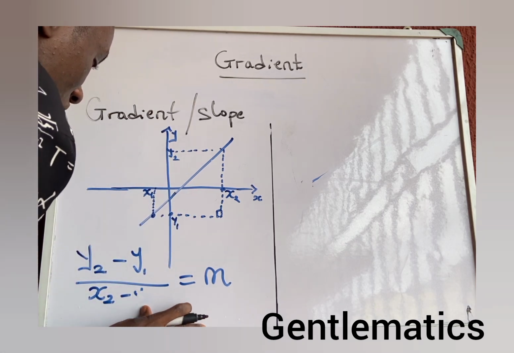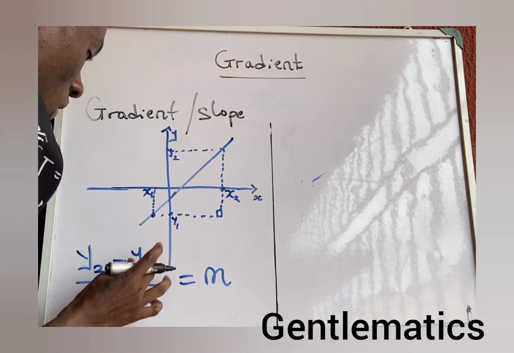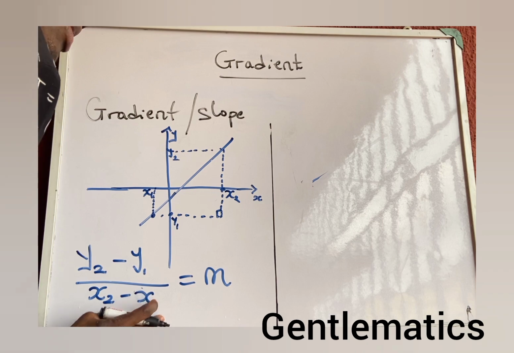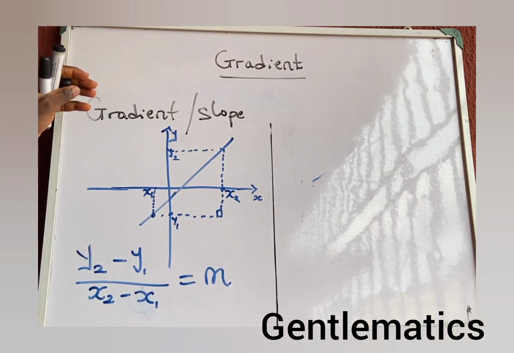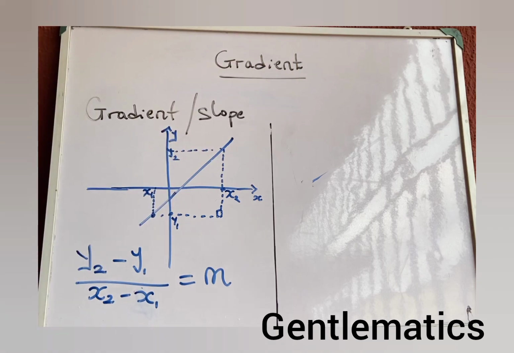Sorry, this is x1. I made a mistake here. x1. There's y2 minus y1, the change in y, all over the change in x. There's also differentiation, but that is for calculus. We are dealing with this now. So slope is how steep a straight line is. How does it change? How does it behave? So this is all about slope for now.